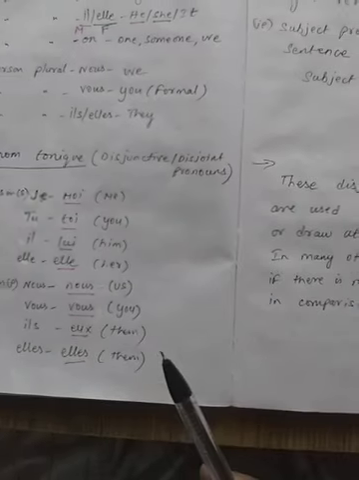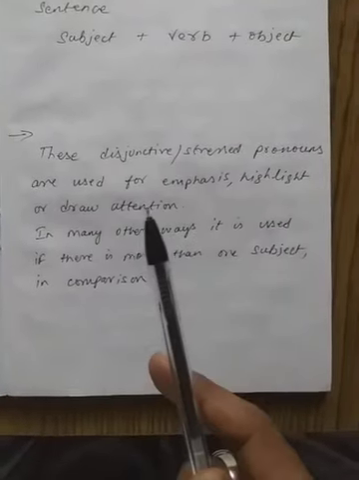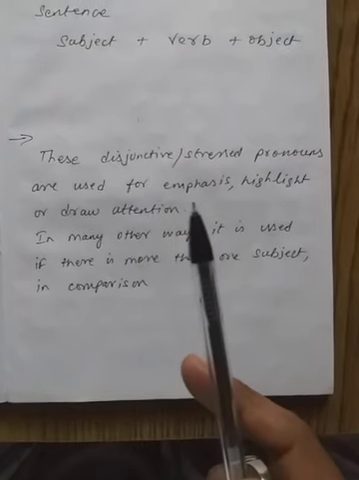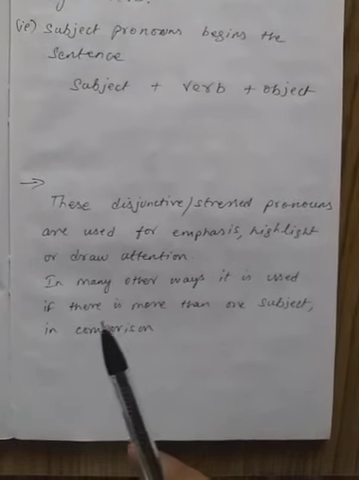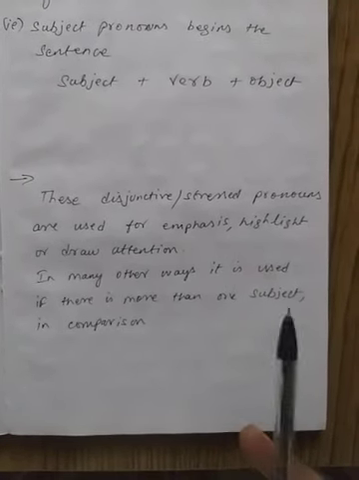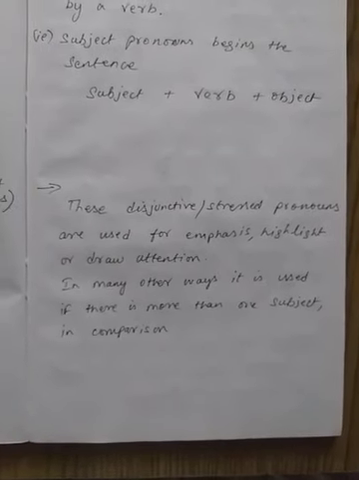Next, the tonic pronoun. Where do you use these disjunctive, stressed pronouns? They are used for emphasis, to highlight or draw attention to the subject. In many other ways too: if there is more than one subject, or in a comparison, you use this tonic pronoun.